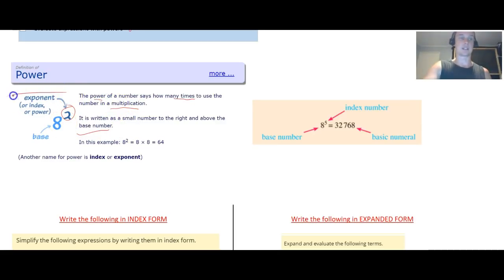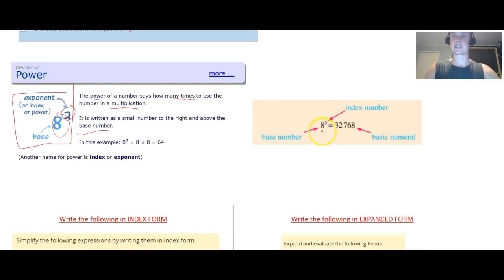What that looks like in this example is that you have the base number, then you have the index number or the exponent, which we'll use later, and then you can calculate from there. So it's simplifying a repeated multiplication. For example, 8 to the power of 2 is the same as 8 times 8, or you use the base number 2 times, which equals 64. I'll get you to draw this example down in your books.